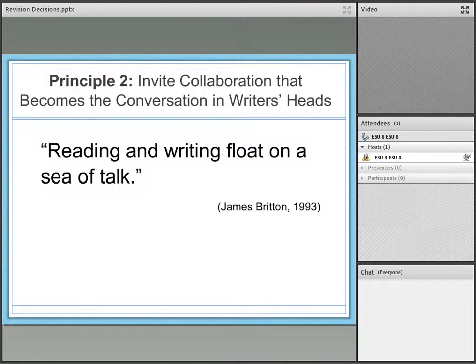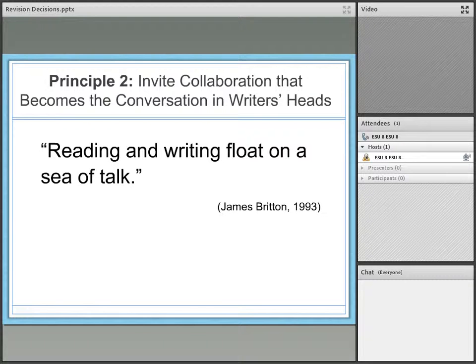James Britton is known for saying that reading and writing float on a sea of talk. Now, we've just moved into principle 2: Invite collaboration that becomes the conversation in the writers' heads. His research goes on to say that talk and active processing continue only to help enhance our work.